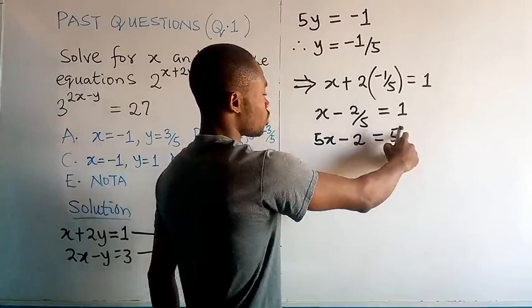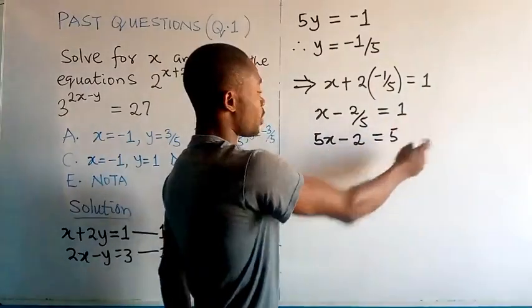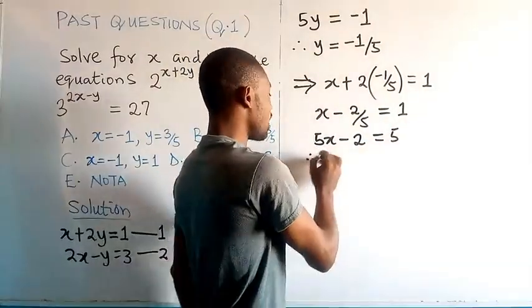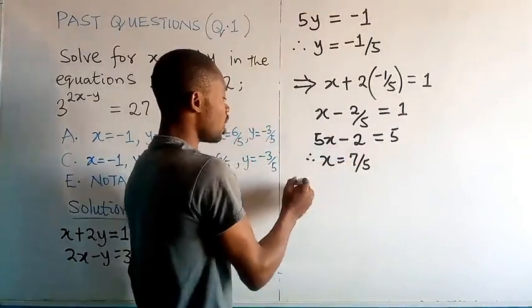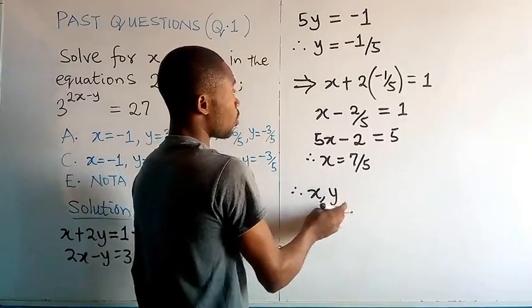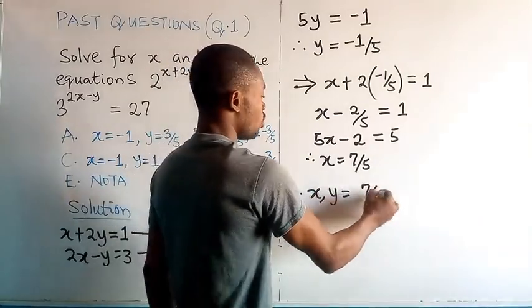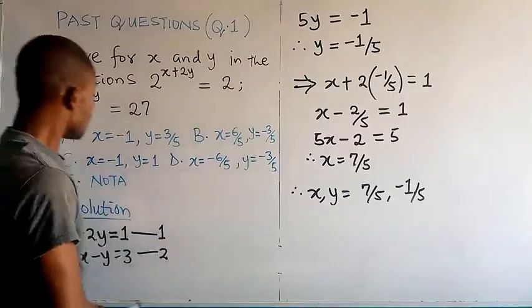Collect this minus 2 to the right hand side, you're going to get plus 2 there, which is going to be 5 plus 2, giving you 7. Automatically x is equal to 7 all over what? 5. And of course we are done. This simply means that the value of x, y is going to be equal to 7 over 5, minus 1 over what? 5. So come over here.